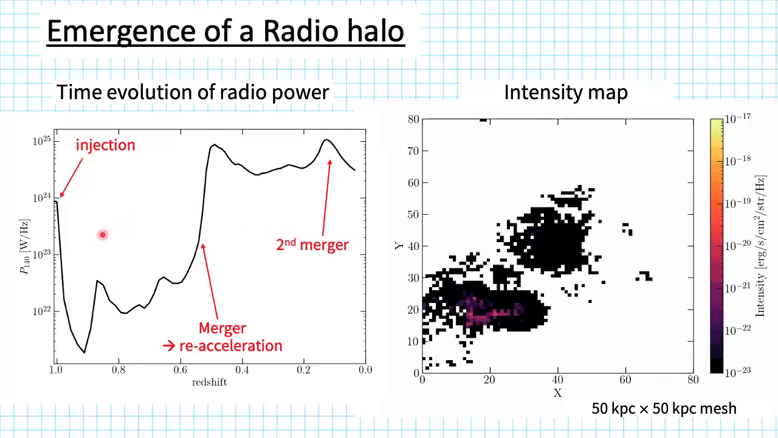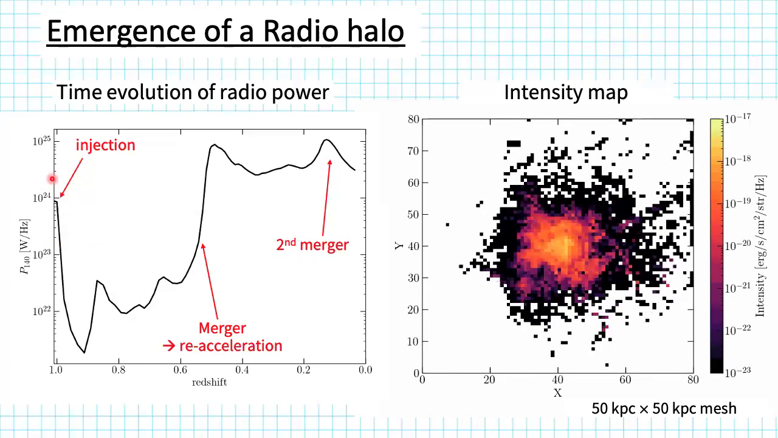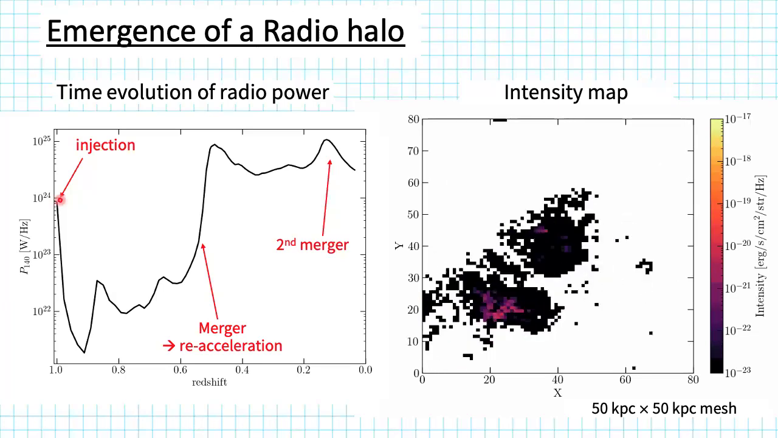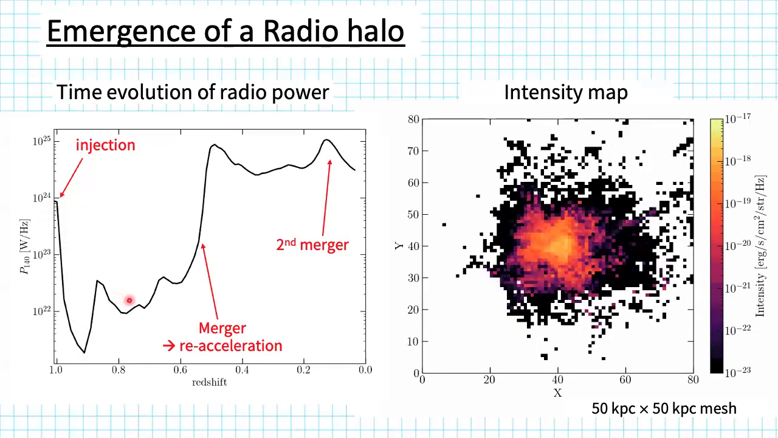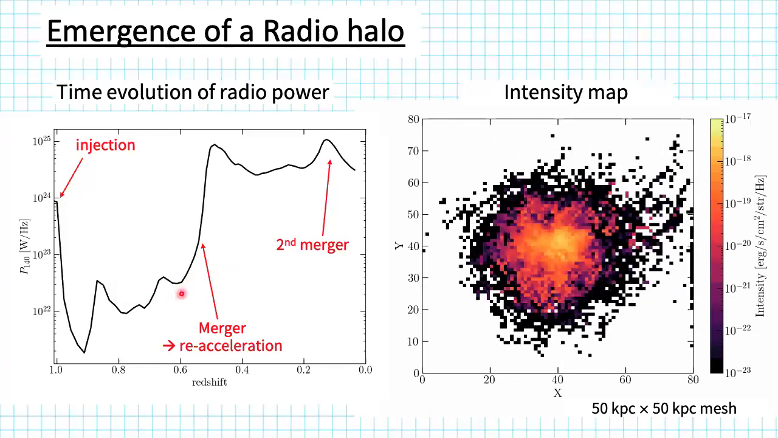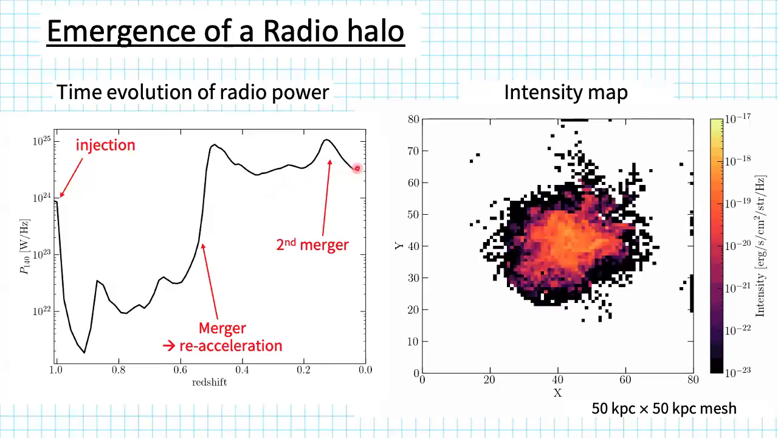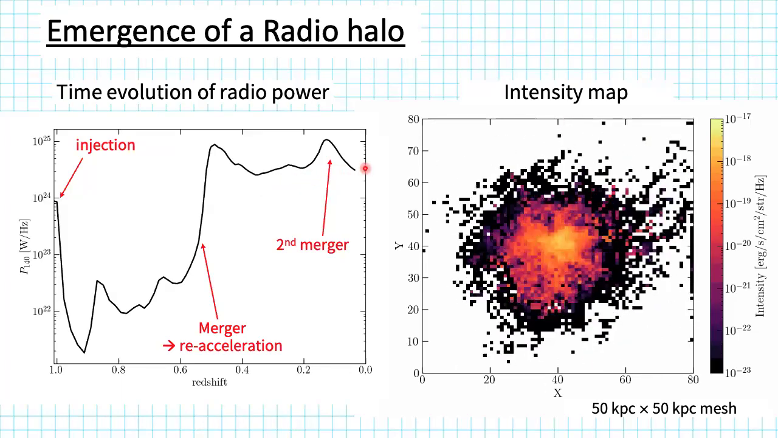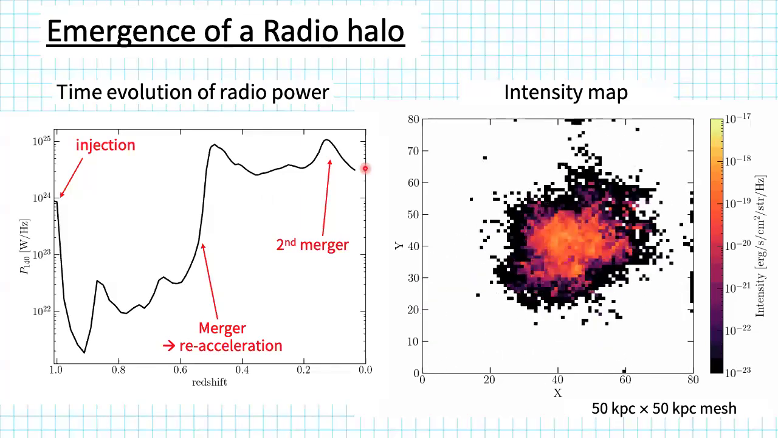So this is a temporal evolution of radio power. We inject cosmic rays at this epoch. I mean, they are rapidly cooled by inverse Compton radiation. And then the merger induces turbulence, and radio emission becomes bright. So it keeps this kind of 10^24 watt per hertz power.